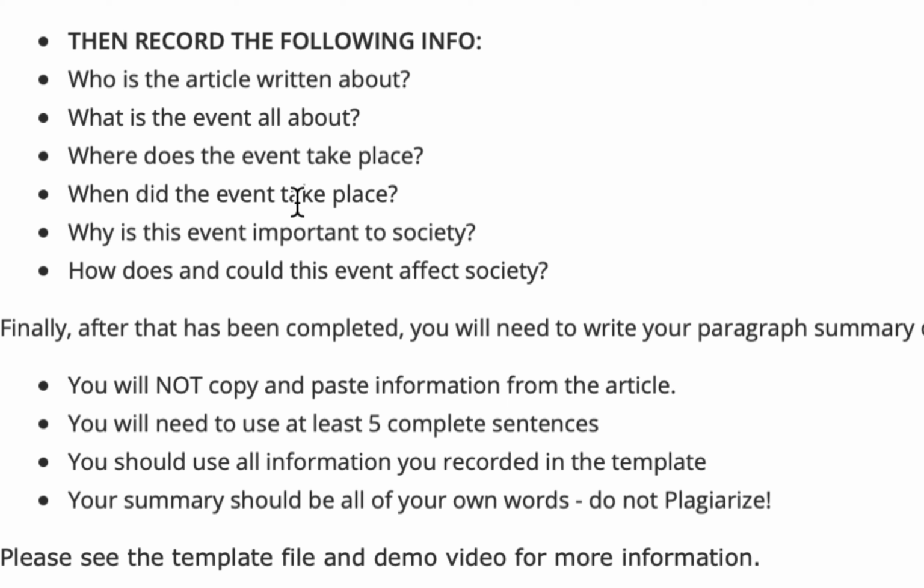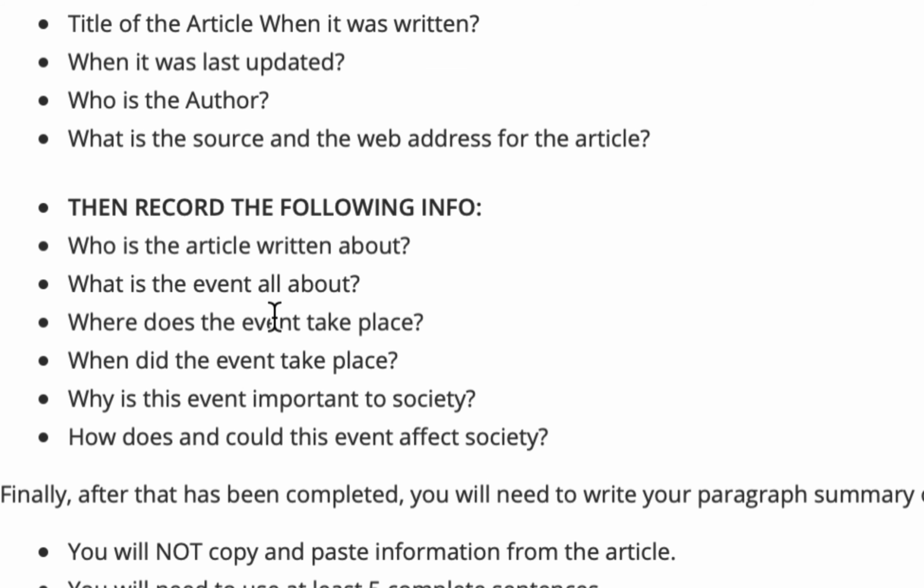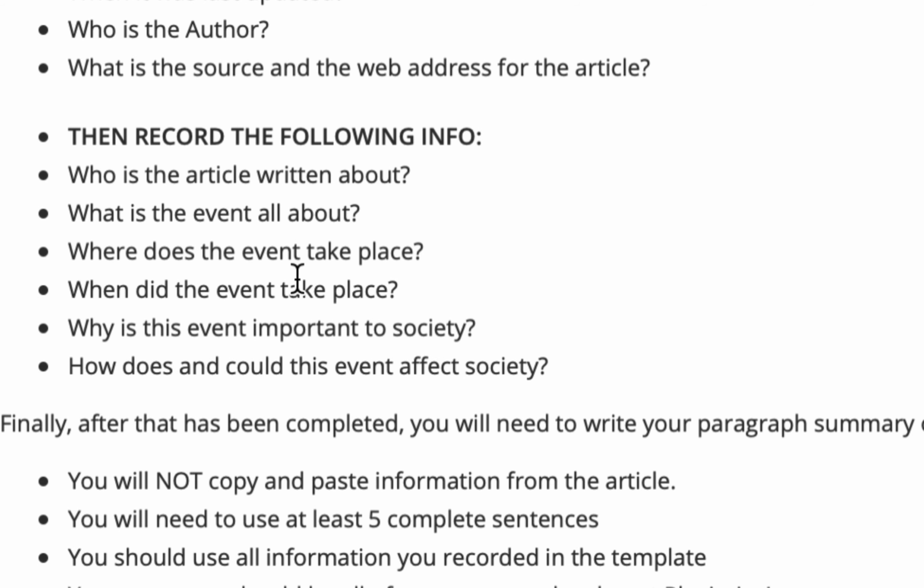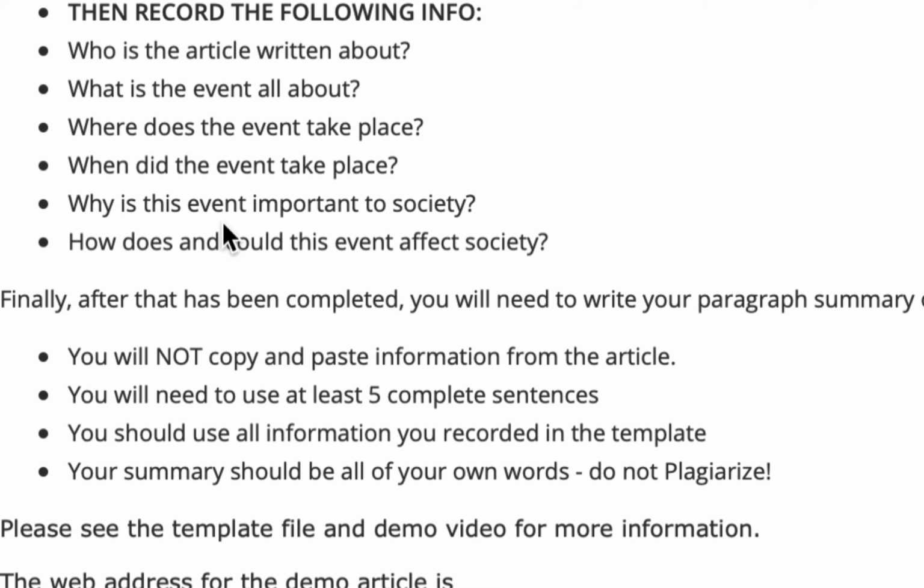After you have this completed, you're going to write a paragraph summary of the article. You're not going to copy and paste information from the article. I want it to be your words that you've come up with. You need to use at least 5 sentences. This information right here should give you more than enough information to write sentences. It should be like 5 or 6 easy just from this information. You put it all together. You should use all of the information that you've gathered, and it should be your own words. Please do not plagiarize. I said that a couple of times here now.